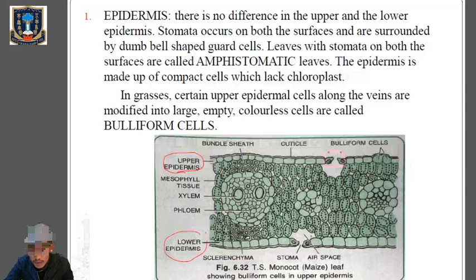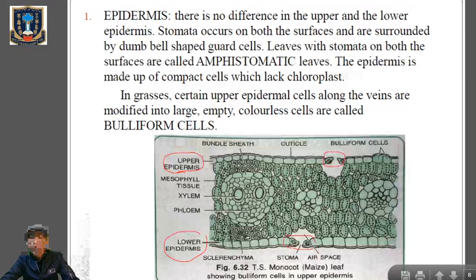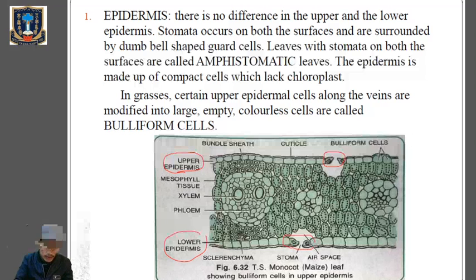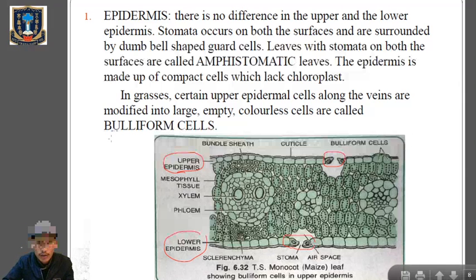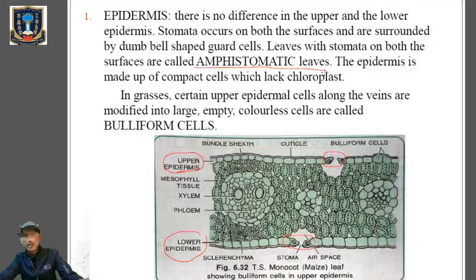So these are the stomata which are present on both the epidermis, on the lower epidermis as well as on the upper epidermis, and these stomata are mainly surrounded or protected by the guard cells. Clear? So leaves with stomata on both the surfaces. Since the upper epidermis and the lower epidermis contain stomata, such types of leaves are called epistomatic leaves. And the epidermis is made of compact cells which lack the chloroplast.